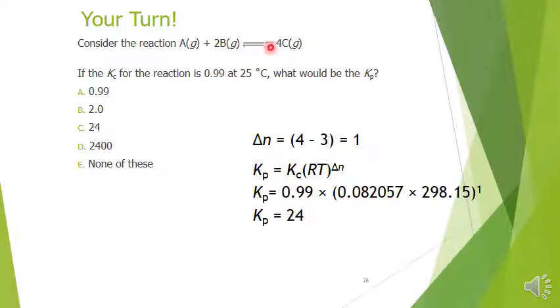Right, here's another one. So the change of N is going to be 4 minus 3. So there's 1 here and a 2. So it's 4 minus 2 minus 1, which is 1. Kp is equal, here's our equation. We plug everything in. This is a 1 over here. 25 is 298. I plug everything in, and Kp is 24.